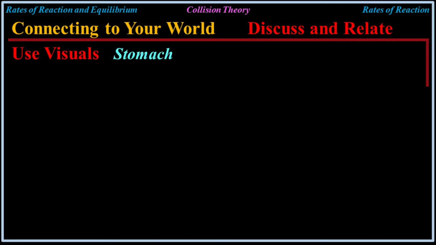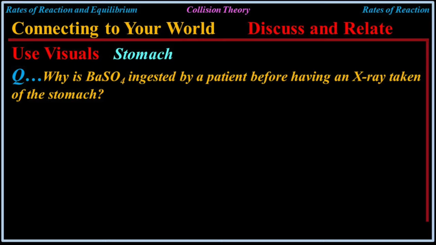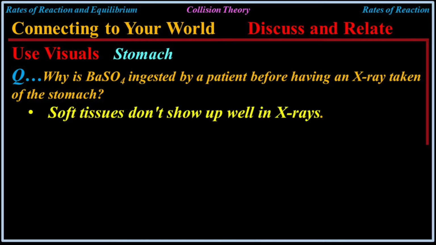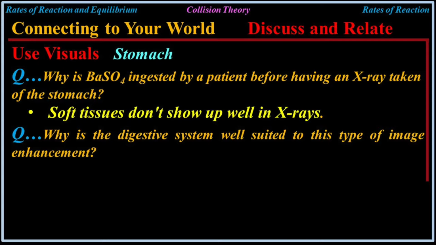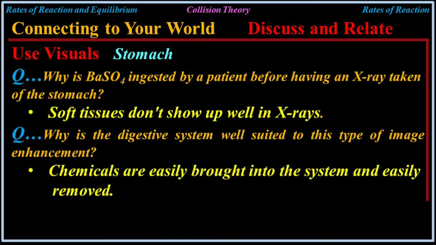All right, let's look at the stomach and how you can examine the stomach using barium sulfate. Why is barium sulfate ingested by a patient before having an X-ray taken of the stomach? Soft tissues don't show up well in X-rays, and the barium sulfate will absorb it, so there's the difference. Why is the digestive system well suited to this type of image enhancement? Chemicals are easily brought into the system and easily removed.